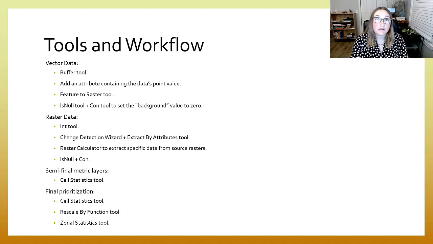Some of my other data sources were already rasters, and so I just had to manipulate the data type of the raster. I ended up using Raster Calculator a lot to be able to extract specific pieces of data from source rasters. Then for my semifinal and my final layers, I used the Cell Statistics tool to sum everything together, all those source rasters that I had prepared. I had mapped it out, so I just wanted them to add the cell values together.